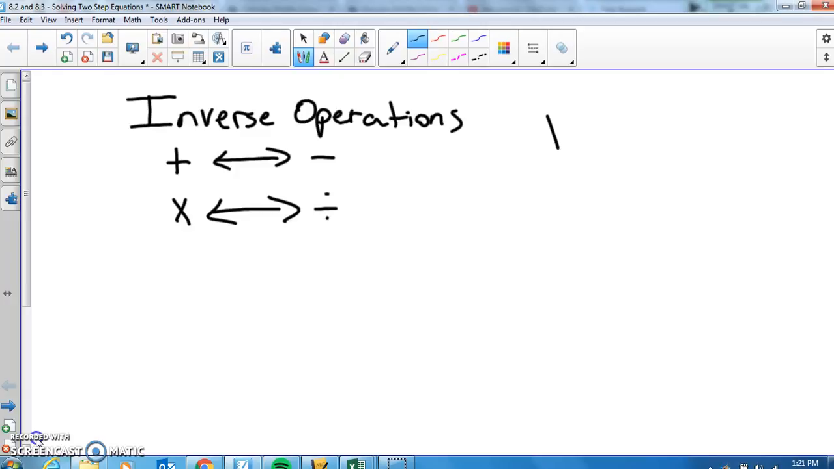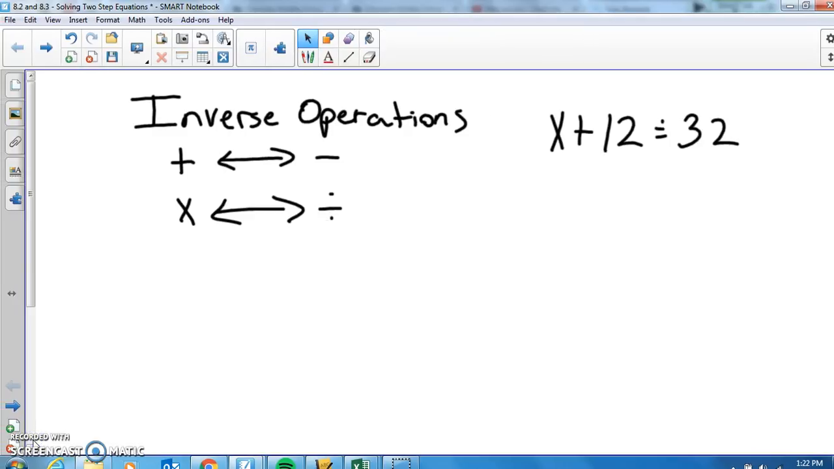Whenever you're solving an equation of any kind, it doesn't matter if it's a one-step, a two-step, or what's called a multi-step equation, you're always trying to isolate the variable. In this case, x plus 12 equals 32. Your goal or your job is to get rid of everything on the left-hand side of the equal sign except for the x. You're trying to isolate the variable. When I say isolate the variable, get it by itself.